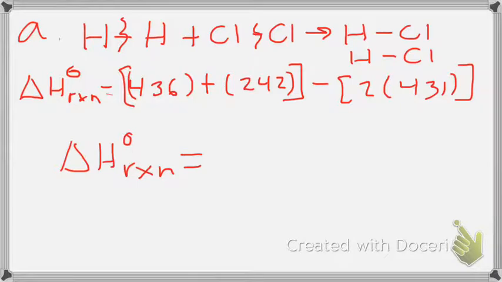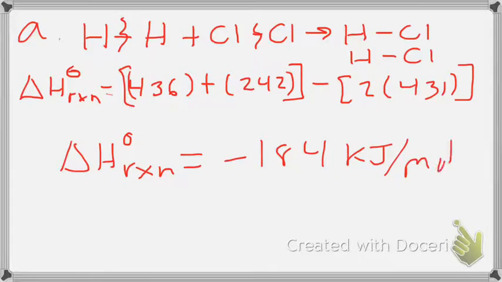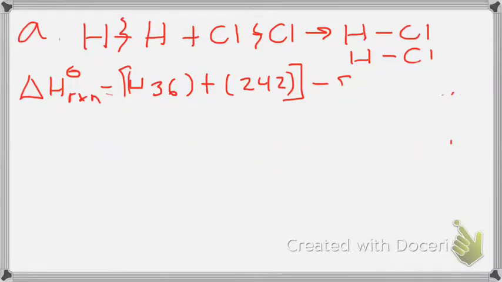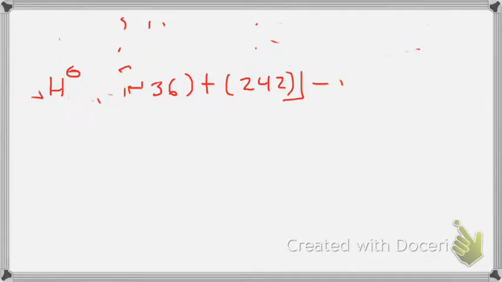So when we do that, and we add and multiply and subtract and all that good stuff, we should get a negative 184 kilojoules per mole. And that should be our answer to A. Alright? Okay, so let's go ahead and do B now. So I'm going to erase this, and let's look over B.